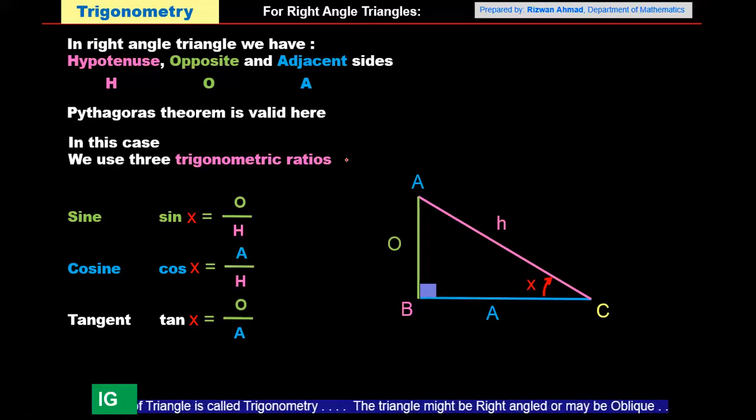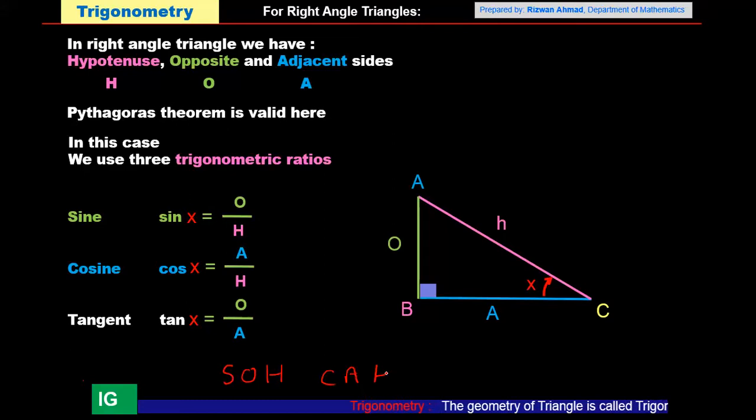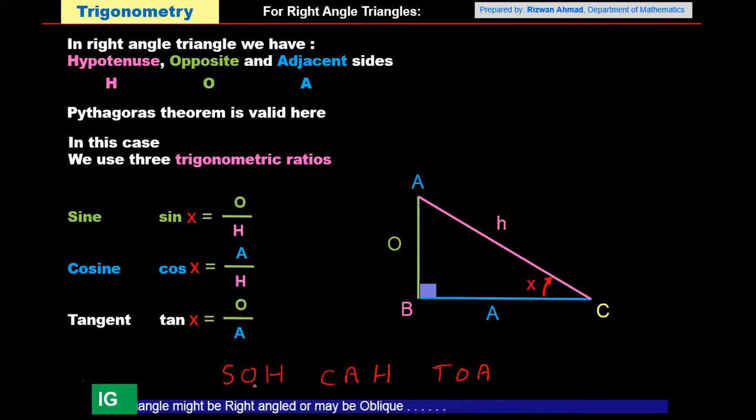Sometimes we also denote it, to remember, we can write it as SOH, CAH and TOA. So SOH means sine is equal to opposite over hypotenuse. CAH means cosine is equal to adjacent over hypotenuse, and TOA means tangent is equal to opposite over adjacent. So these are the short forms of these three trigonometric ratios.